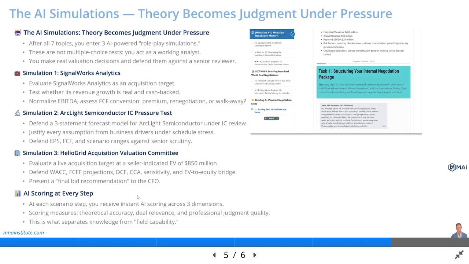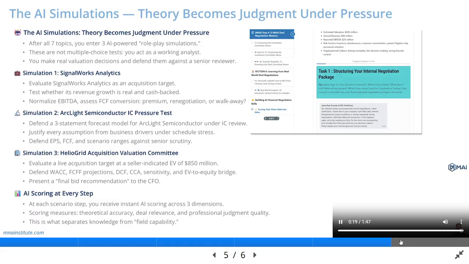At every scenario step, you receive instant AI scoring across 3 dimensions. The scoring measures theoretical accuracy, the relevance of your judgment to the specific deal context, and the professional quality of your decision. This is what separates knowledge from field capability.